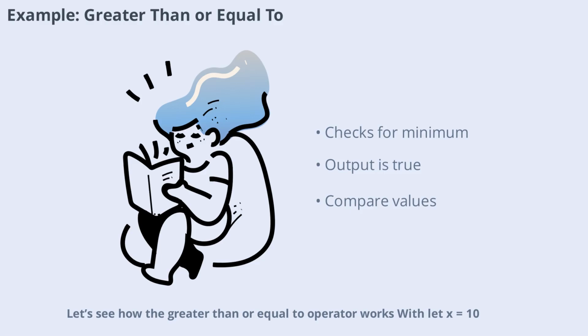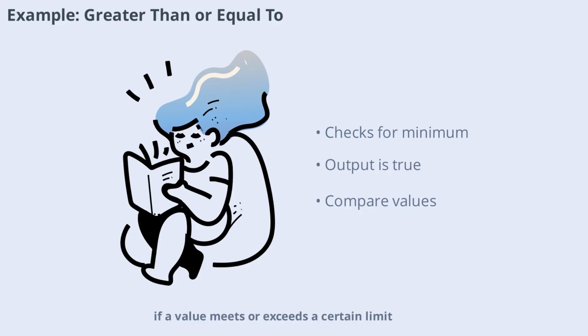With let x = 10, let y = 5, console.log(x >= y), the code checks if x is greater than or equal to y. Since 10 is greater than 5, the output is true. You'll use this operator when you want to check if a value meets or exceeds a certain limit.